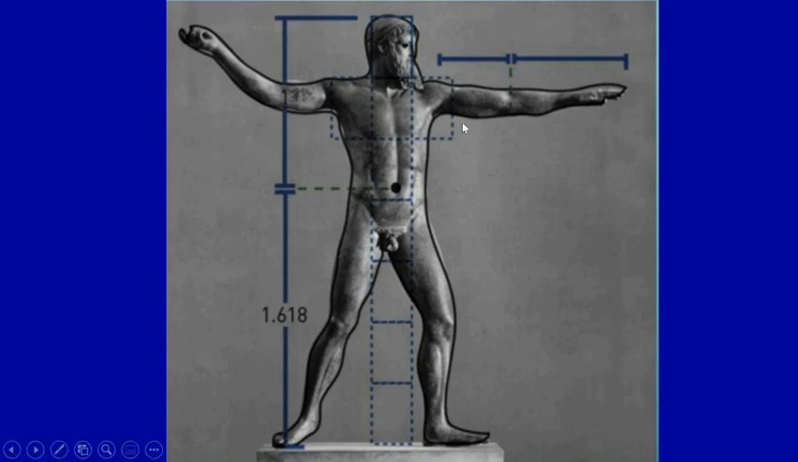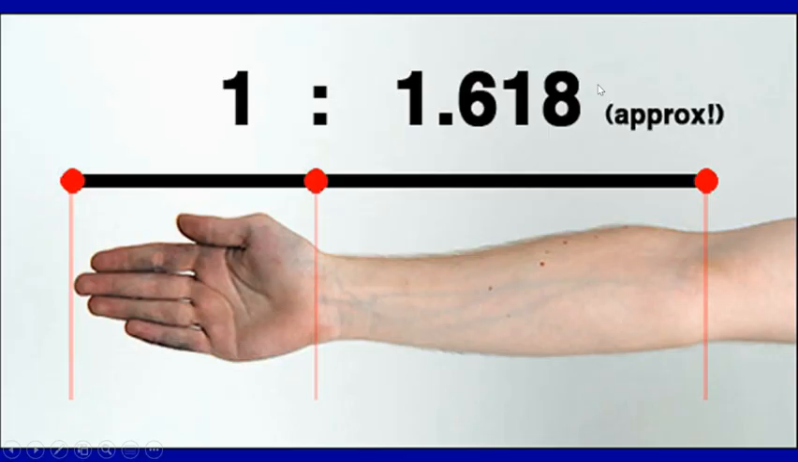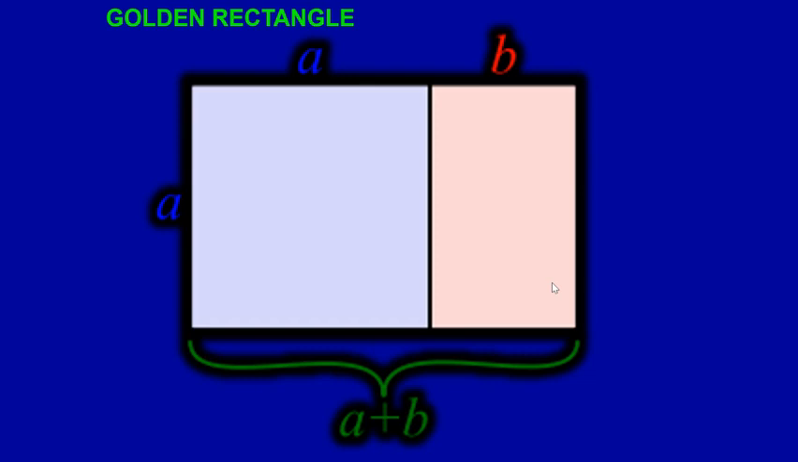Then you can do the same thing in the arm. If you take the arm and divide it from the shoulder to the elbow, and that's 1, then from the elbow to the tip of the fingers, that's 1.6. If you do that, you have perfect proportions of the arm. And then if you do the same thing, if you take the lower part of the arm and divide it from the elbow to the wrist, and then from the wrist to the tips of the fingers, that should be 1 to 1.6. So if you have that measurement in your arms and your body, then you have perfect proportions.